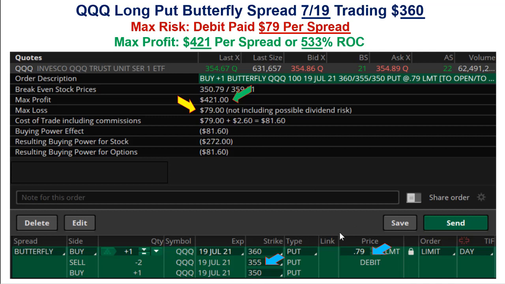If you did one butterfly spread, your maximum risk is $79, and the maximum theoretical profit is the difference between your $500 spread width minus 79. So potentially you can make $421 per spread, which would be a 533% return on your capital at risk. Now let's take a look at what it was doing when it went out on the 19th, when it was trading much lower.